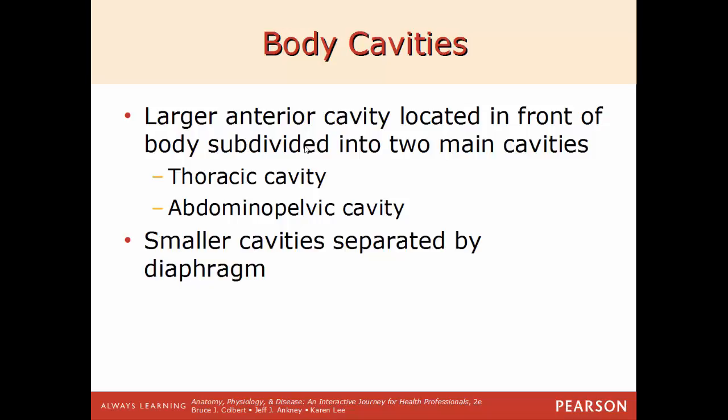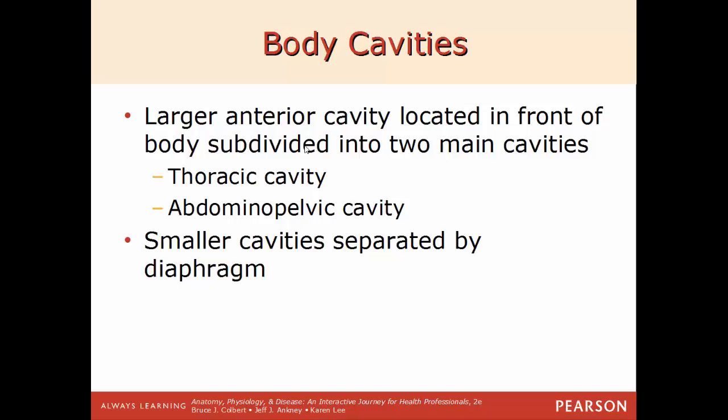Sometimes it's divided into three. If you want to be more technically correct, divide it into three. You have the thoracic cavity, which houses the heart and lungs, and then the abdominopelvic cavity has everything below the abdomen. So basically the abdominal cavity plus the pelvic cavity. So it is okay to group those together, abdominopelvic cavity, but technically they are two separate cavities because they house two different types of organs.